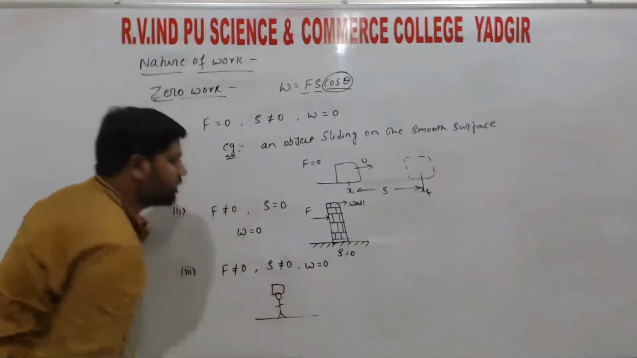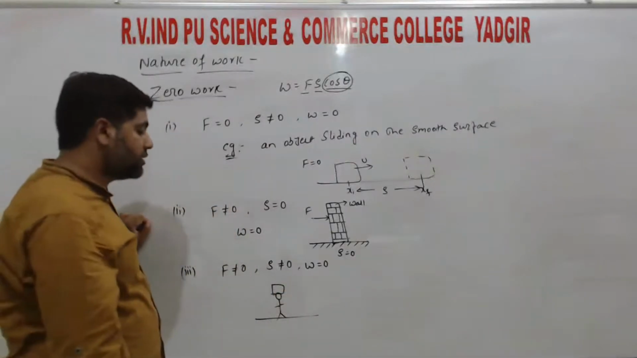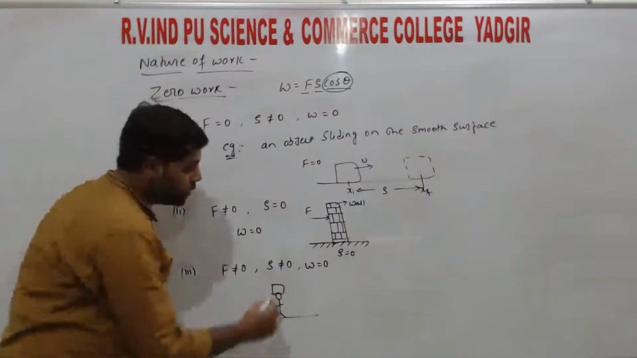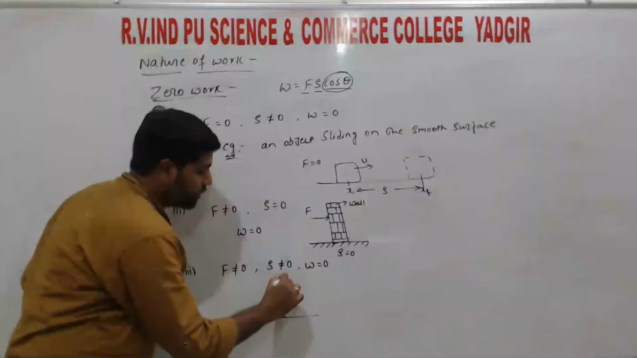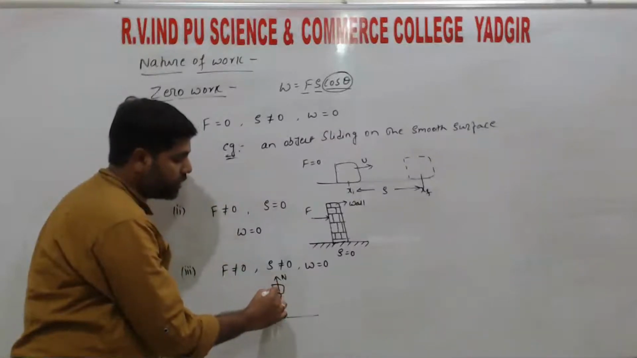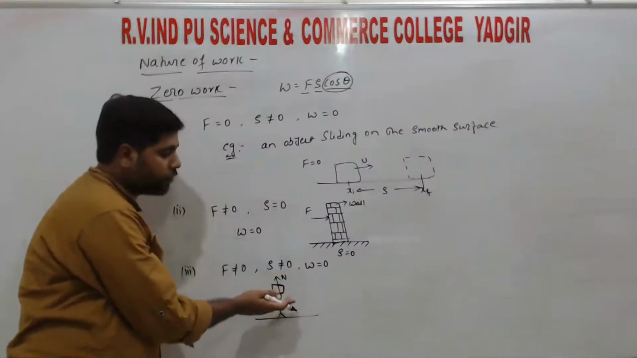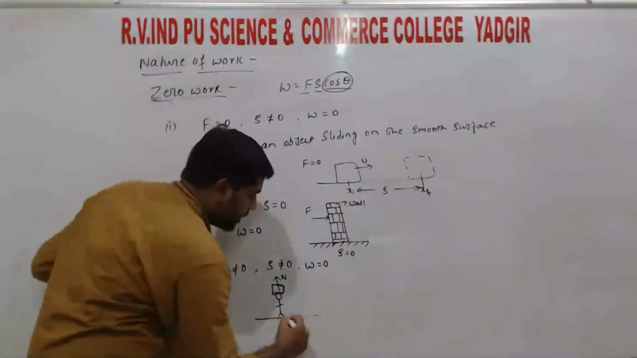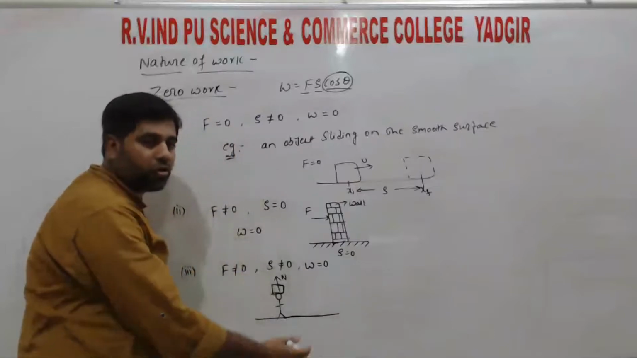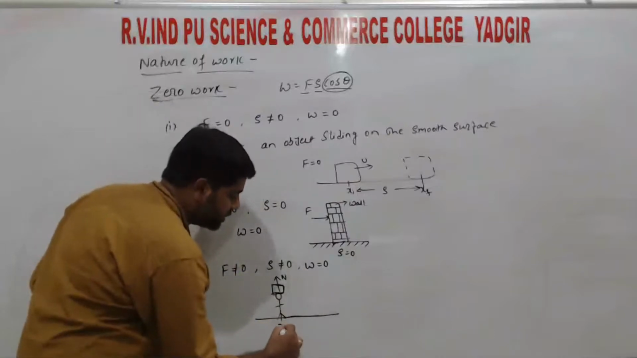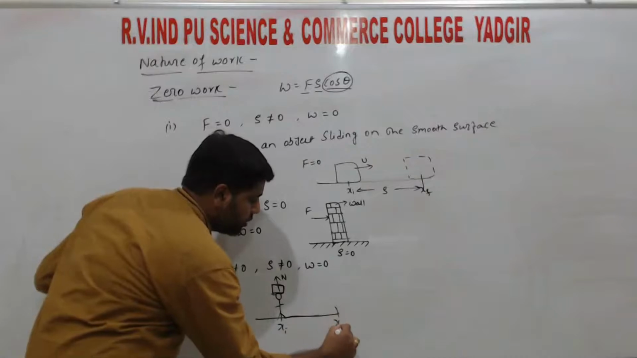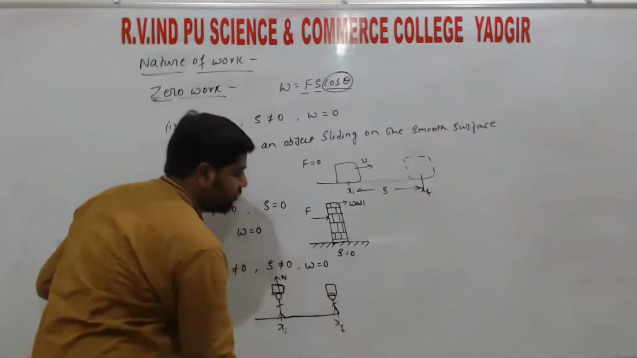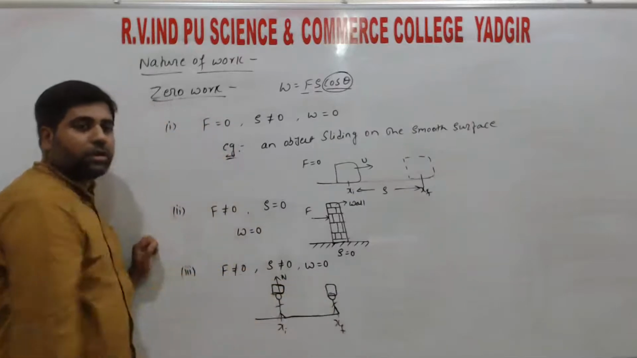An example: if a person carries a load on his head or in his hand, the force is acting normal, the contact force between the head and the object. Contact force is always in the perpendicular direction. He is walking on a horizontal road, so he changes his position and reaches somewhere after a certain time.